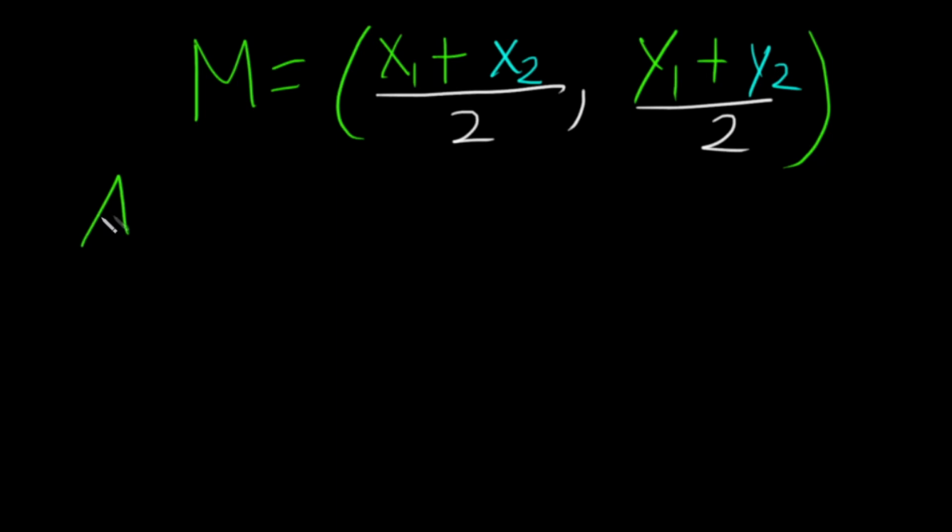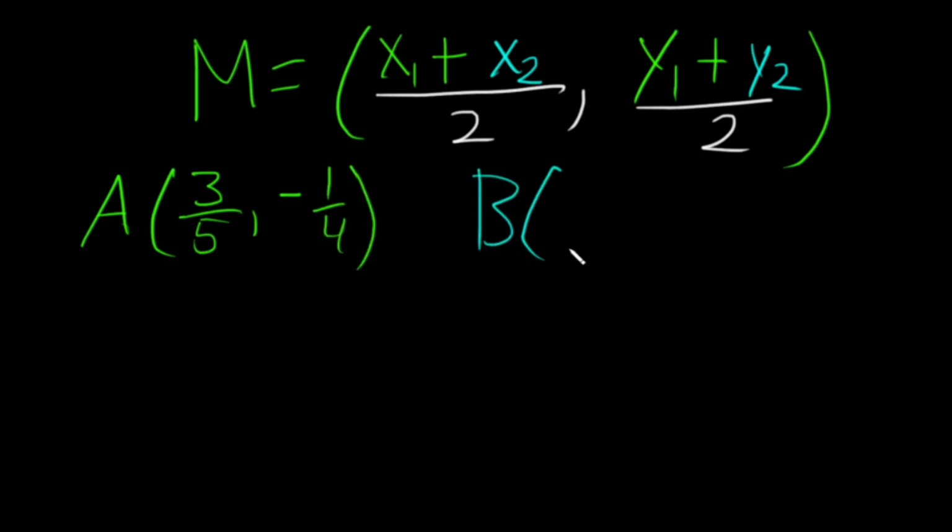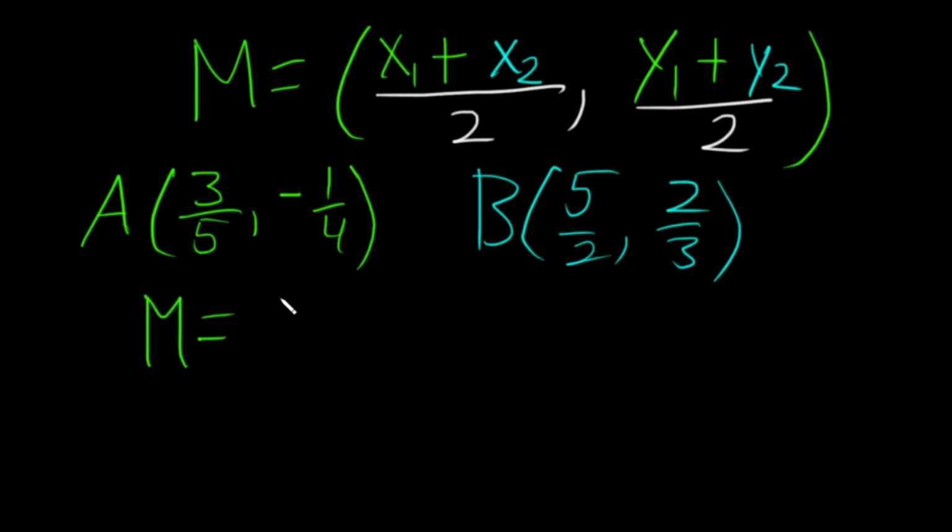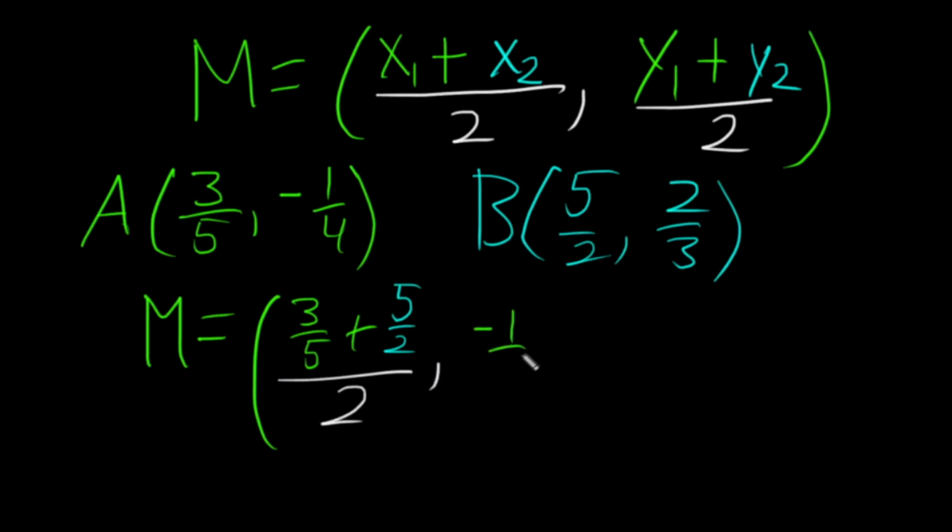Now what if all the points were fractions? Let's take a look. So point A, let's say, is at 3/5, -1/4. And then B is at 5/2, 2/3. The formula remains the same. We'll need to add the two x's first. We have 3/5 plus 5/2. That will still get divided by 2, -1/4 plus 2/3, and still divided by 2.